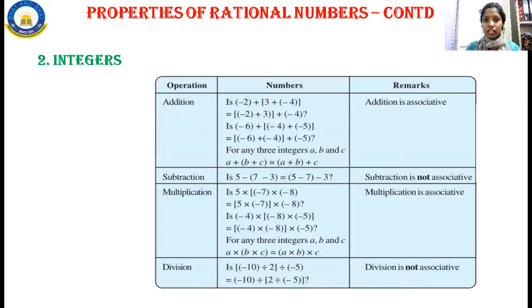The second part is integers. Under integers also you have 4 operations: addition, subtraction, multiplication and division. So under addition, if you see, minus 2 plus, inside the square bracket, 3 plus (minus 2) minus 4, close the bracket. If you add the numbers, you will get one answer, and that answer will be equal to the other answer that you are going to get. So we can tell that addition is associative.